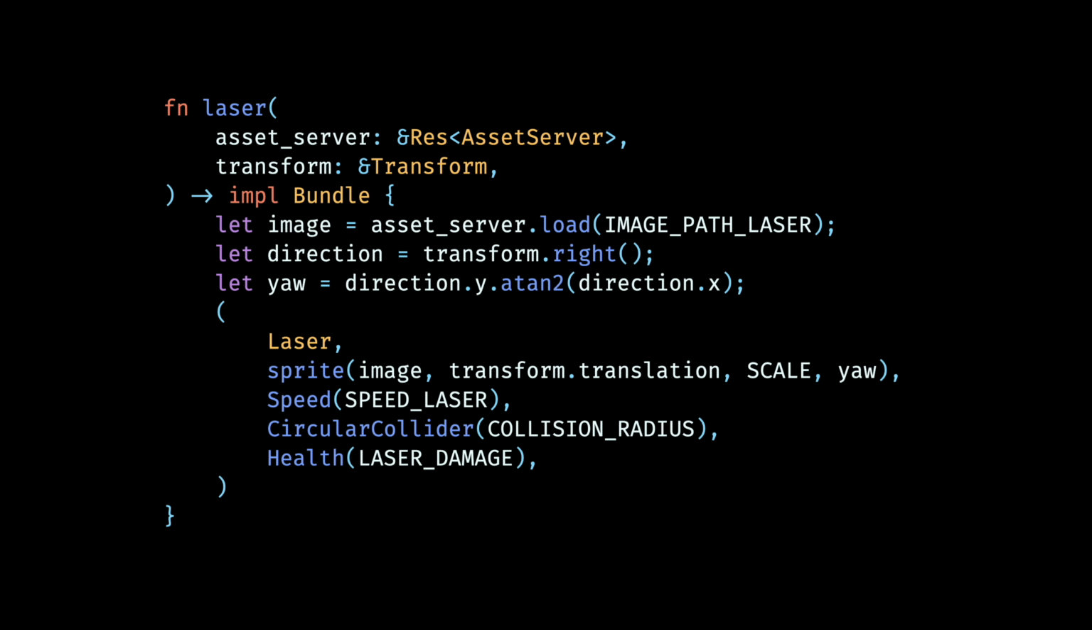Also, we change the signature of the function to take an additional transform input. This transform indicates the origin of the laser beam, since our player will now be moving around. We assign the position of the laser sprite to the translation of the input transform and the heading angle of the laser to point to the heading angle of the transform, which is given by the X direction or the right direction in 2D.